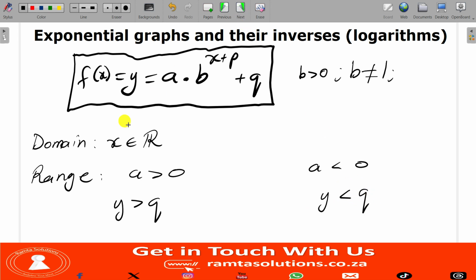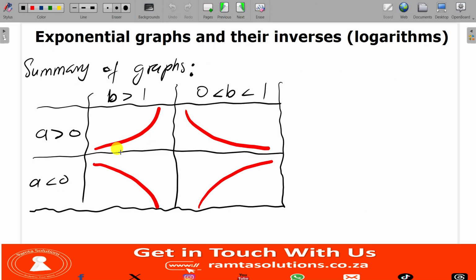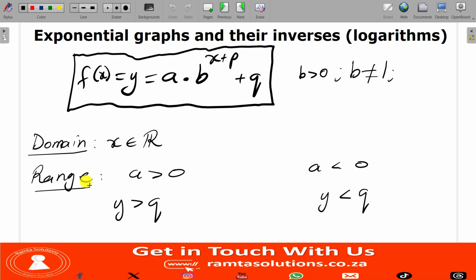Maybe let me show you in the summary of the graphs. You see this? Here, for example, you have your asymptote. The values of y are greater than the asymptote, even here. And here, when a is negative, they are below the asymptote. All right? So this is all that I needed. Now I'm happy, I can proceed.